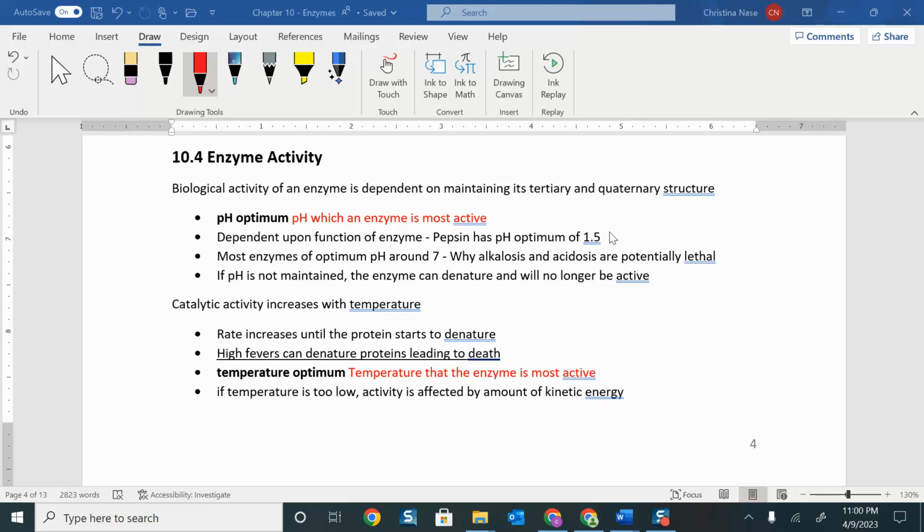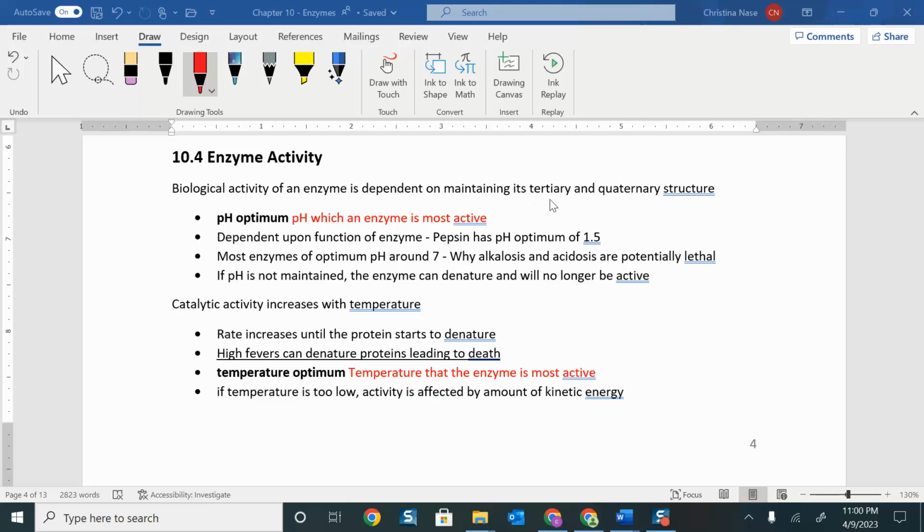Most of the other enzymes, non-digestive enzymes, are going to have a pH optimum around 7. It's going to be around neutral pH. And that's why alkalosis and acidosis are potentially lethal. If your blood pH gets too acidic or too basic, then all your enzymes start to break down, all your proteins start to break down. They're not going to function anymore. They're going to unfold. And so if you can't maintain that structure, then the protein's not going to work. It's not going to be in its biologically active form.